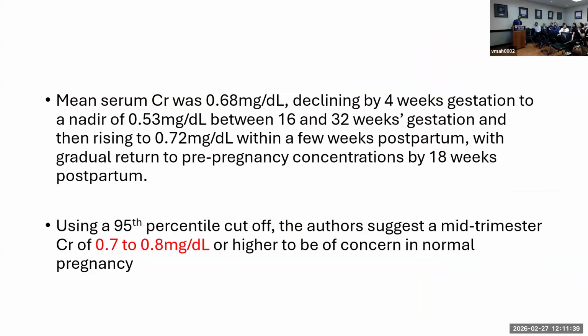They found that the average was 0.7, declining to 0.68, declining by 4 weeks to a low of 0.53, and then between 16 and 32 weeks gestation it was at its lowest, and then it would rise to 0.72 a few weeks postpartum. They found that in mid-trimester, a creatinine of 0.7 to 0.8 was their 95th percentile cutoff, and above this we should be concerned.